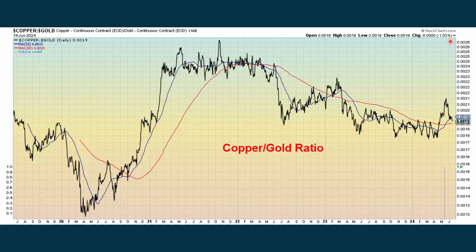We look at copper and gold, and we take a ratio of that. When this was going up, that means copper was outperforming gold, even though gold has been doing quite well lately. Now copper has been starting to underperform. But when you look at this ratio, the blue line's above the red line, so that means that the copper to gold ratio is up, meaning that the trend is for copper to outperform gold.